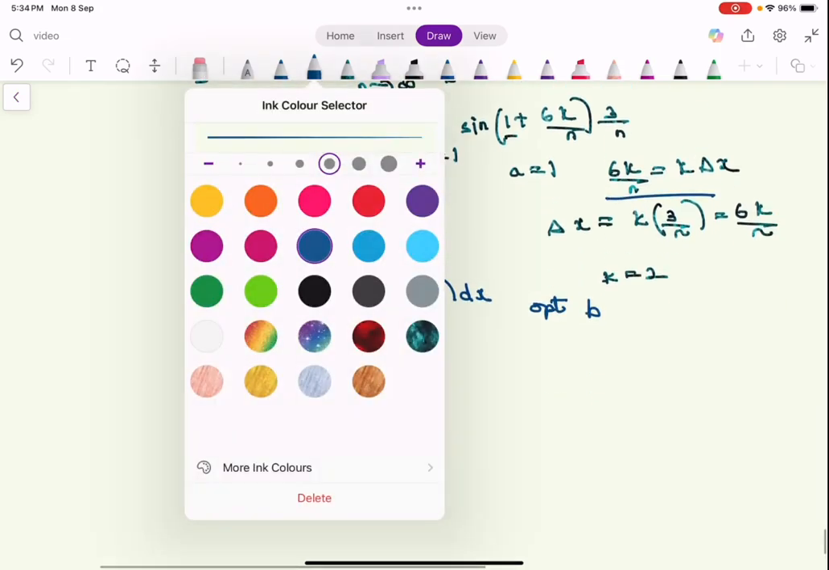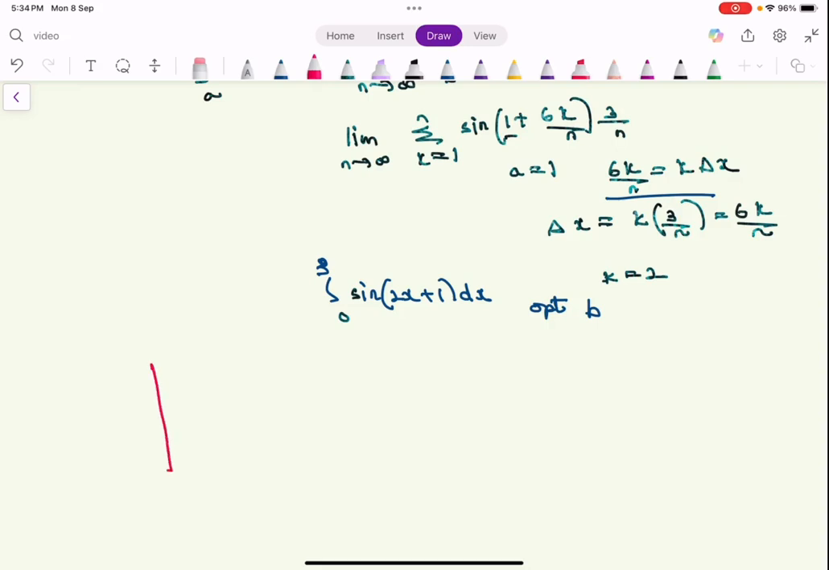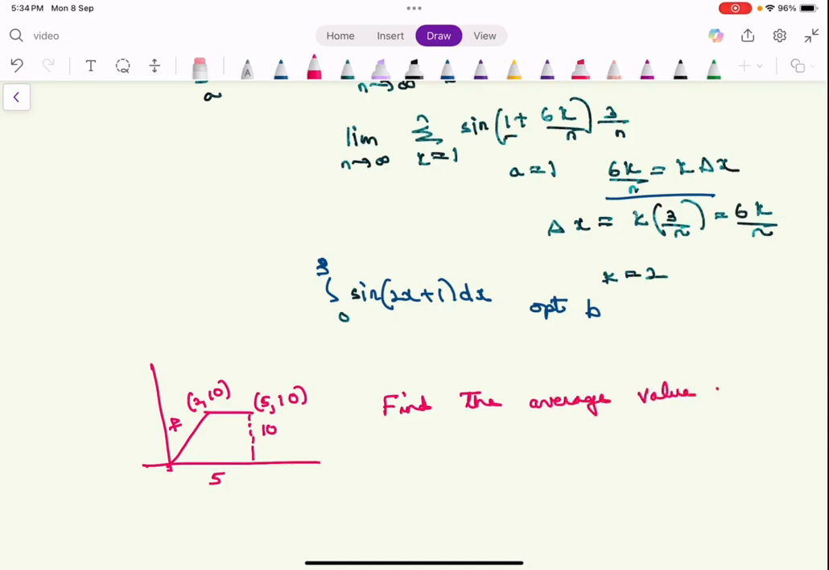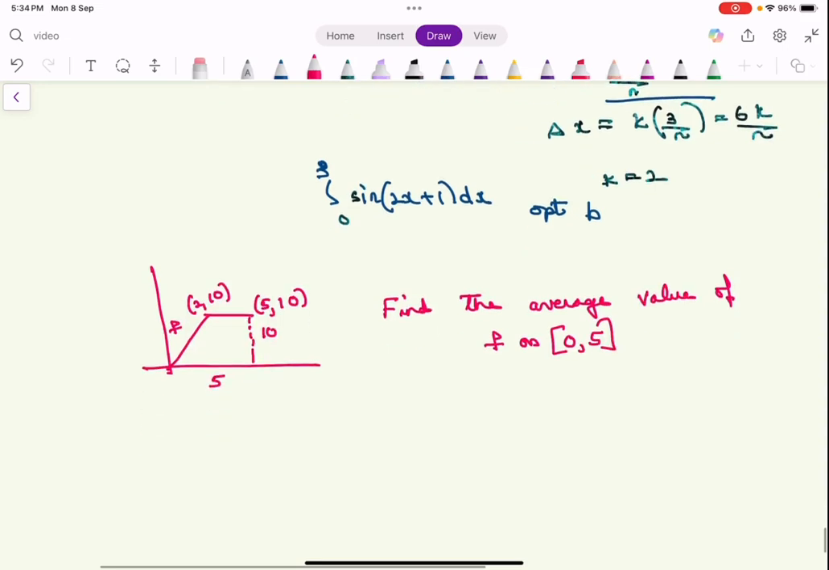Okay, now let's go to the next question. So we have this figure here, and this is the point 2, 10, this is f, this is the point 5, 10, this is 10 and this is 5. So your question will be to find the average value of f on the closed interval 0 to 5. So your solution will be using the formula. What's the formula? 1 by b minus a. So 1 by 5 minus 0 integral 0 to 5 fx dx.